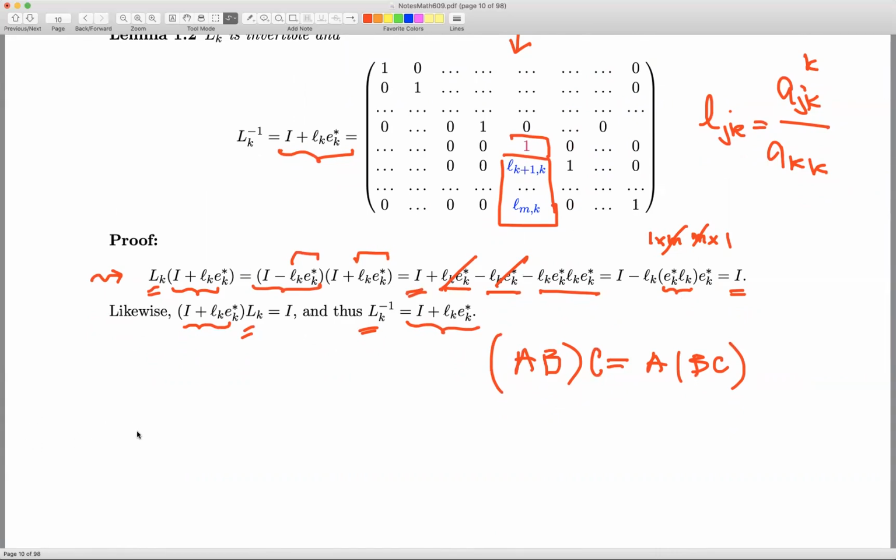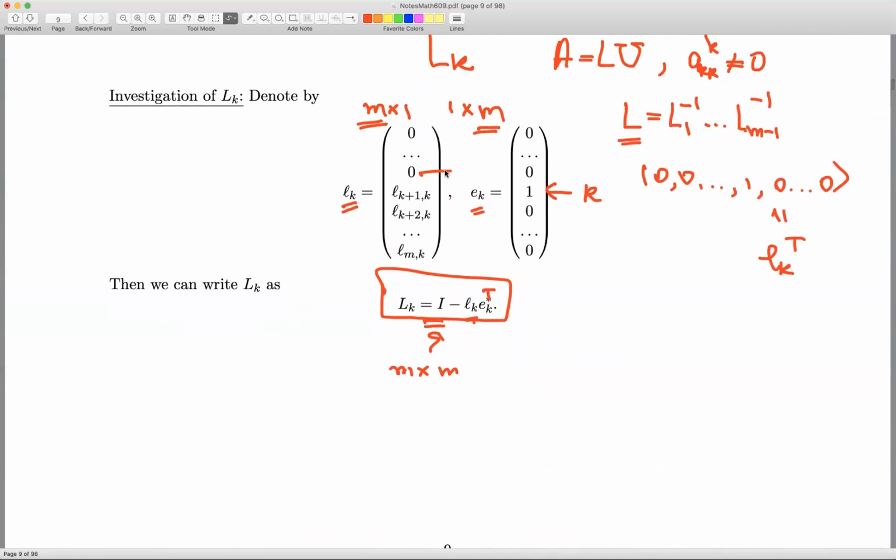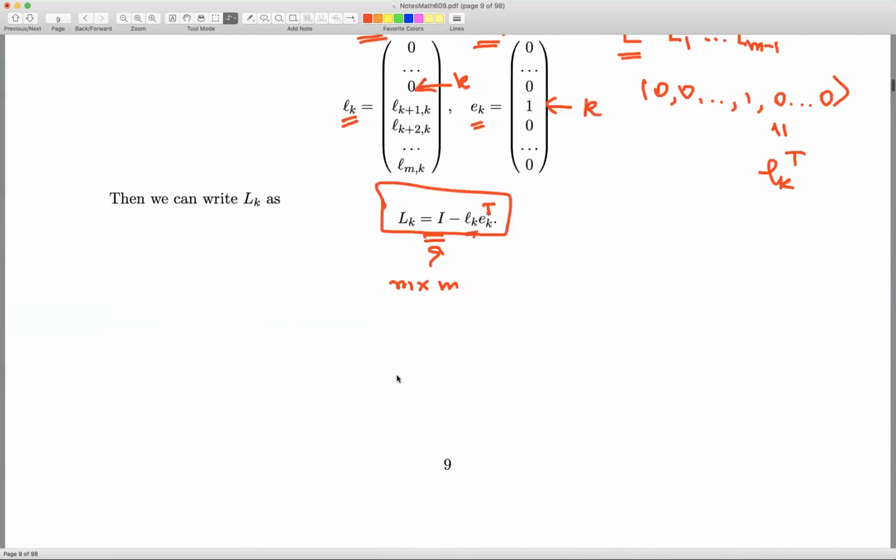So if I have the vector E_K transpose, this is 0, 0, and so on, 1, 0, and so on, 0. So here is the K. And I multiply this vector by the vector L_K, which is 0, 0, and so on. On position K, I have 0 here. And then after that, I have L_{K+1,K}, and so on, I have L_{M,K}, right? Remember, this was the vector L_K. On position K here, it is 0. So this position K here is 0. And after that, from position K plus 1 to M, it fills in with the L's.